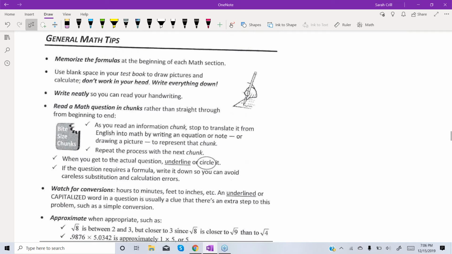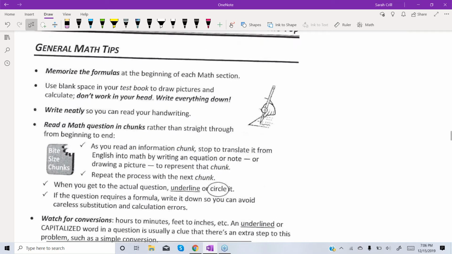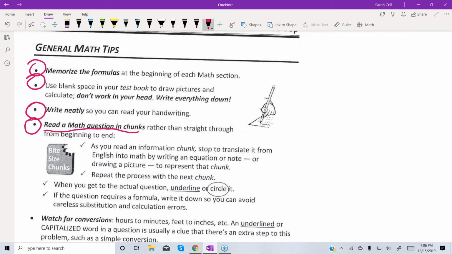So general math tips. Memorize the formulas at the beginning of each math section. Use blank space in your test booklet to draw pictures and calculate. Don't work in your head, write everything down. Write neatly so you can read your own handwriting. Read a math question in chunks. I especially like this one, especially when you have word problems. You can make sure that you are covering each little part of the math problem without getting overwhelmed.